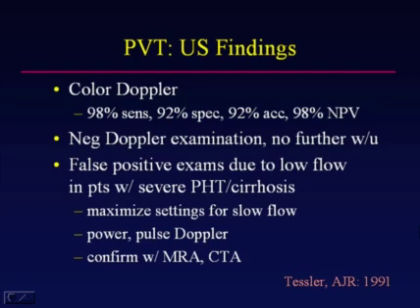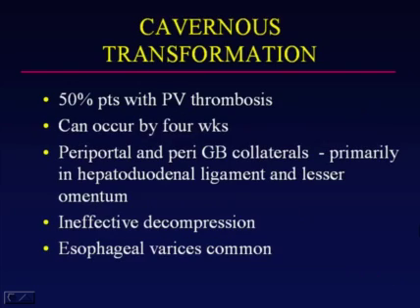So again, you need to maximize your settings to detect slow flow. Remember to use power and pulse Doppler and to confirm with either MR or CT. In about 50% of patients with portal venous thrombosis, they develop cavernous transformation of the portal vein. And this can occur within 2 to 4 weeks following acute portal vein thrombosis.